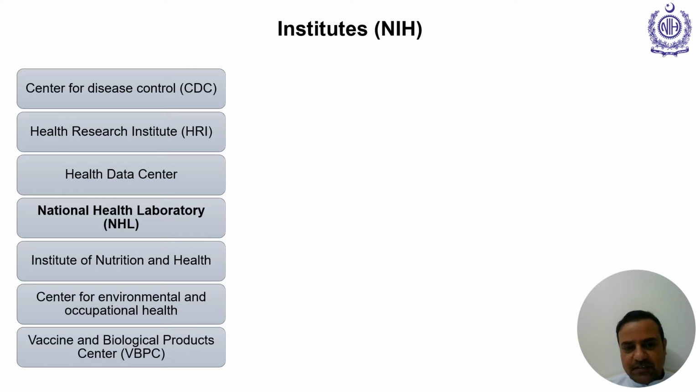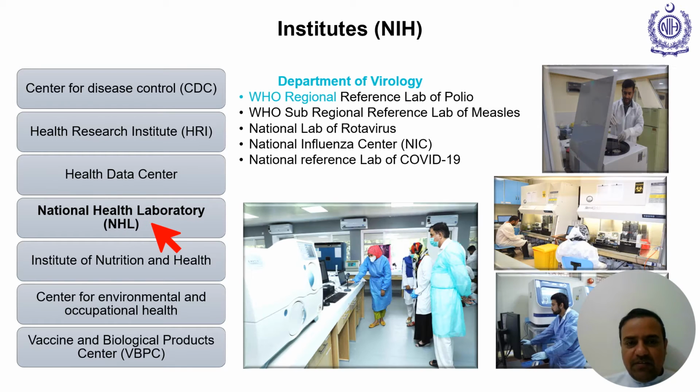However, now since the reorganization, there are seven institutes, and it includes the Center for Disease Control, Health Research Institute, Health Data Center, then National Health Laboratories Institute and of Nutrition Division, then Center of Environmental and Occupational Health, and then the Vaccine Institute. So I will mainly talk about the National Health Lab, and this is where I belong.